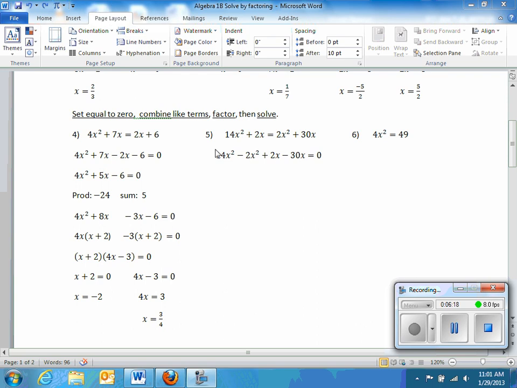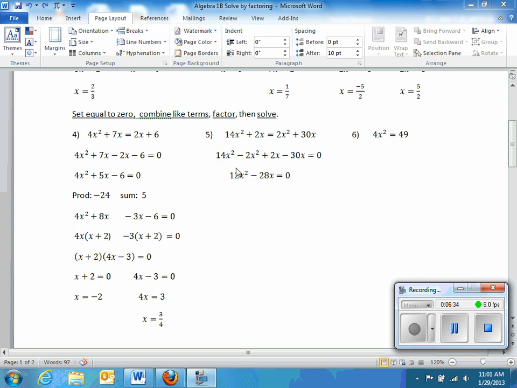The next step is to combine like terms. I can combine the x squares, and I can combine the x. 14x squared minus 2x squared is 12x squared. 2x minus 30x is minus 28x. All right, the next step is to factor this.